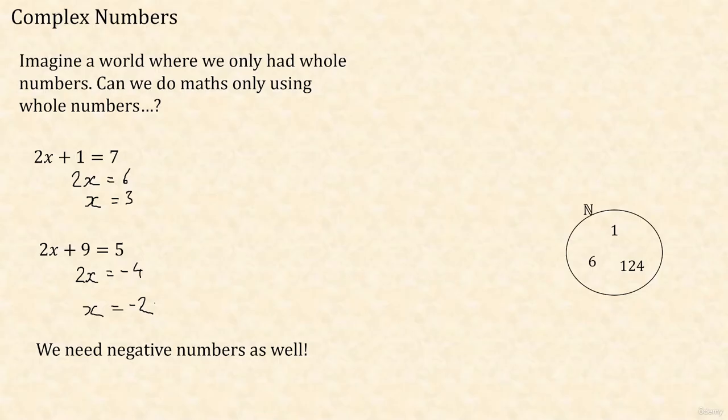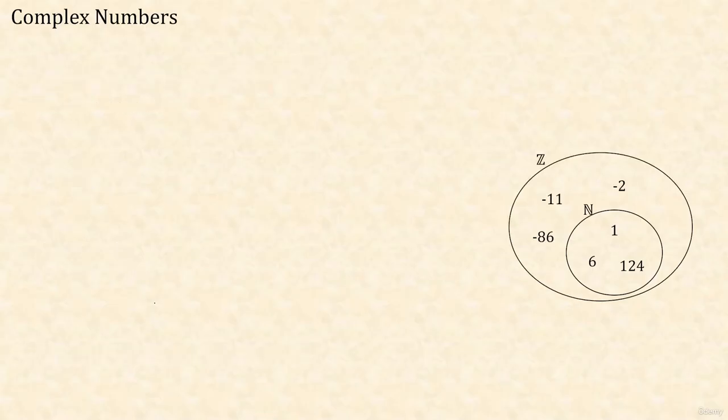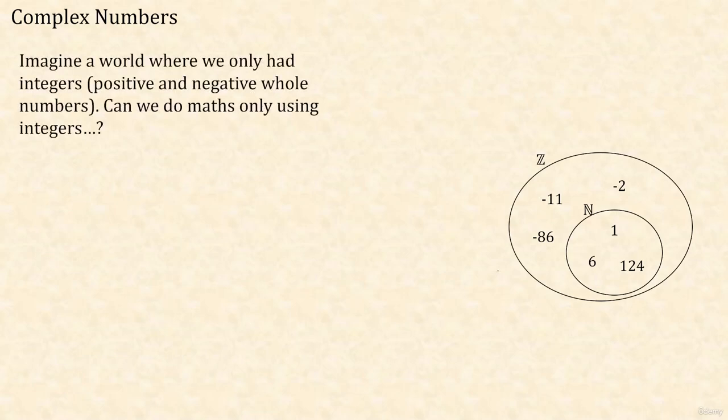So we expand our world, so it doesn't only include positive whole numbers, it includes all integers, including the negatives. And we'll represent this with this bubble here. So the set of integers includes the positive integers, the natural numbers. So let's continue this. Imagine a world where we only had integers, so positive and negative whole numbers. Can we do maths only using integers?